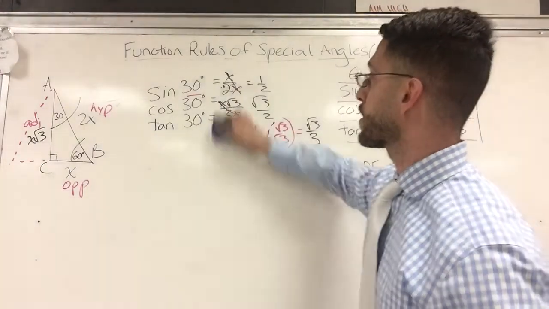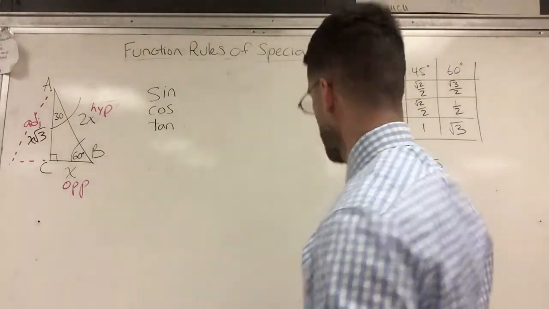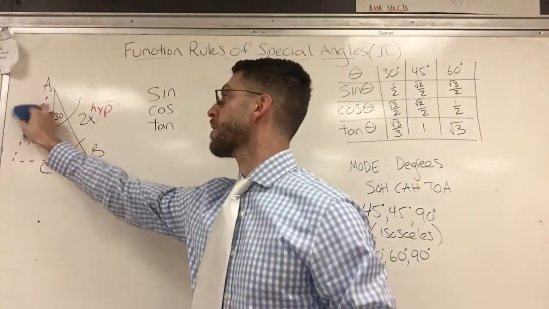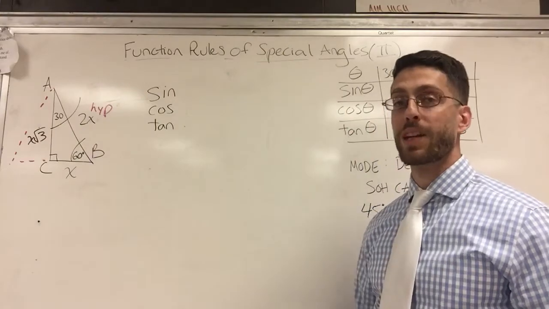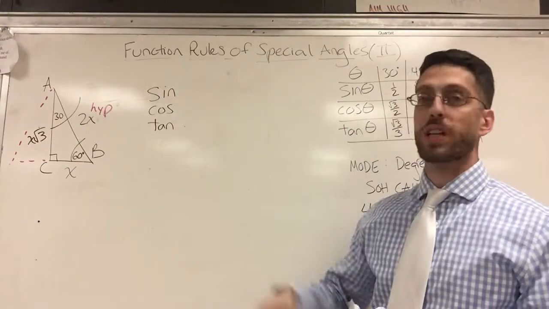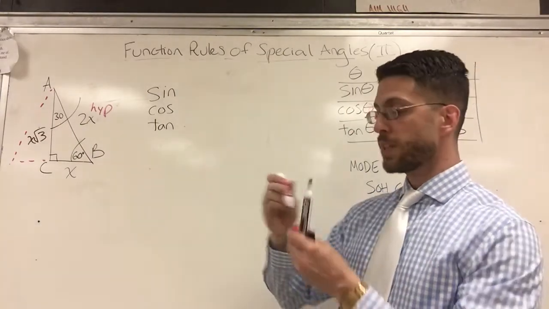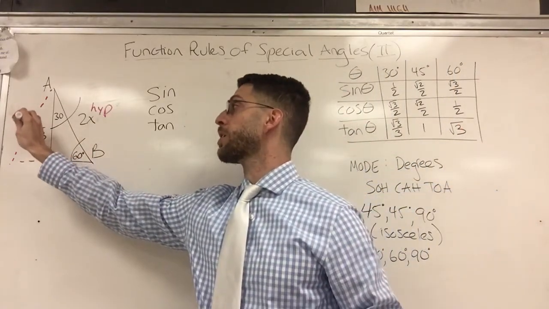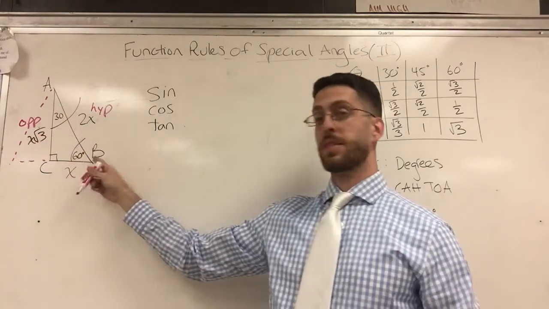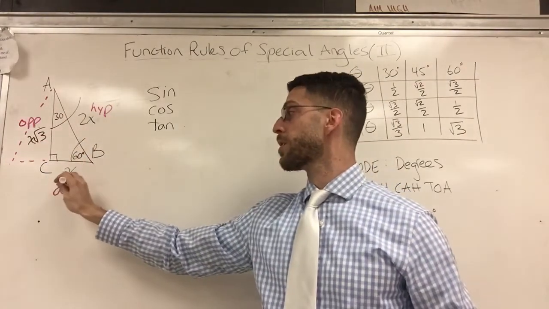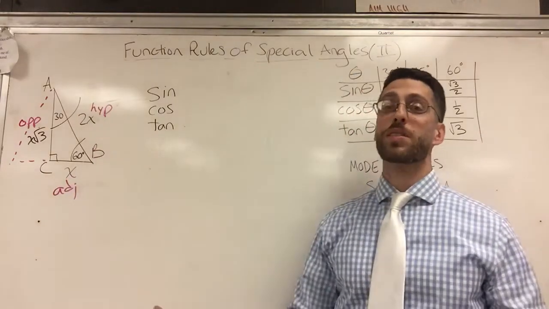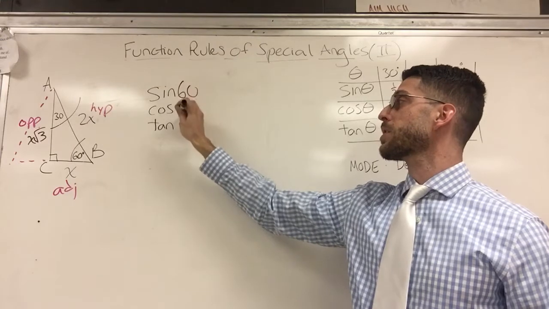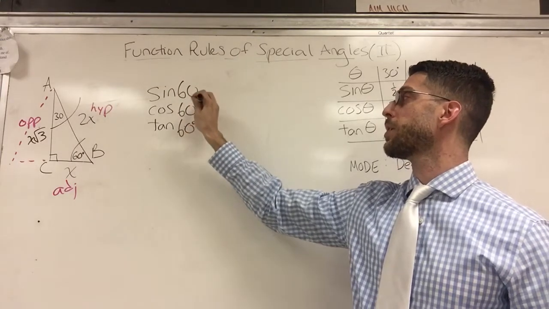Now, if I'm dealing with 60, then I have to rewrite my labels. So I'm going to erase it. Generally, if it was paper and I can't erase it because I used pen, I just cross it out and rewrite it. So if I'm going to deal with 60, here's my 60, so now this becomes opposite, and this is next to the 60, becomes adjacent. Okay, hypotenuse stays the same because it's still the hypotenuse. That doesn't change. So now I'm dealing with 60, 60, and 60.